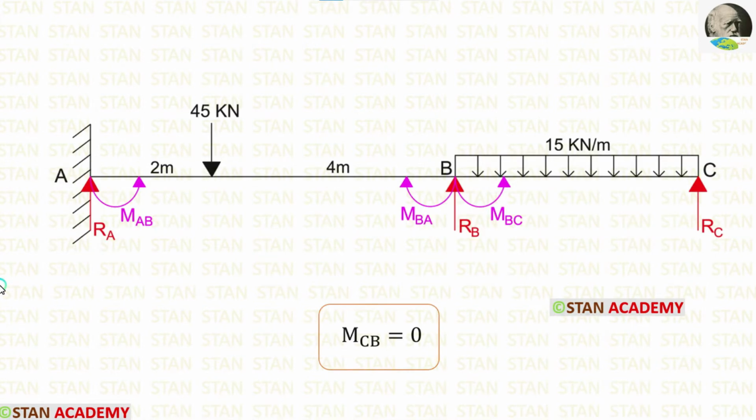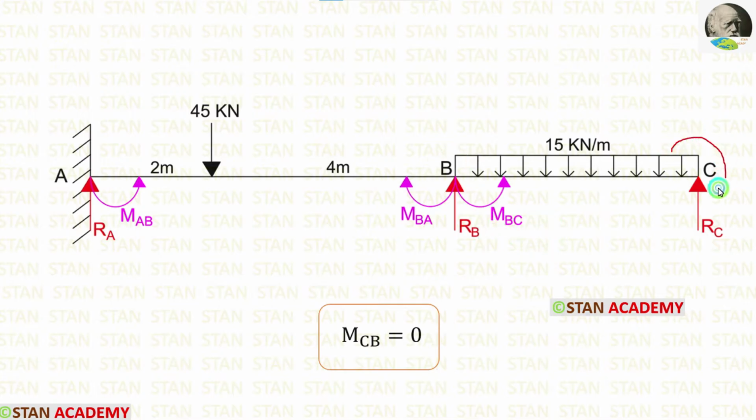In this beam, we have to find three moments. At the point A, we are having a fixed support. In the fixed support, there will be a moment, that is MAB. In the joints, there will be two moments. In this beam, we are having a joint, that is joint B. In the joint B, we are having two moments, MBA and MBC.